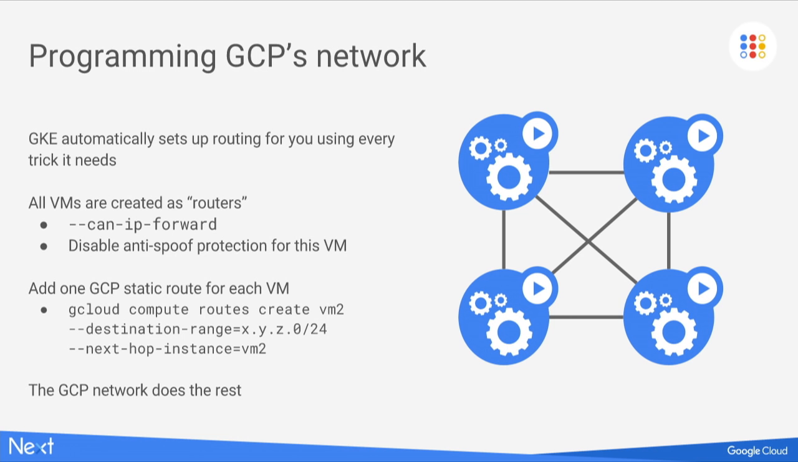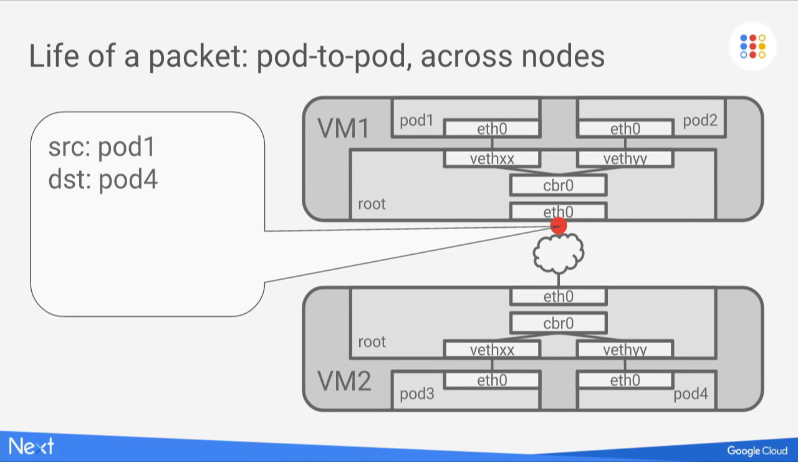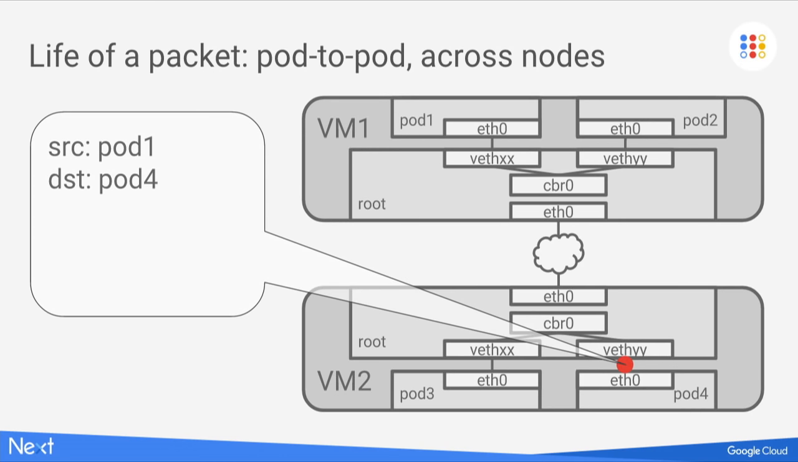Then we add a single static route per VM, which says, hey, if you see any packets bound for this IP range, send it over to this VM, and the VM will know what to do, right? The GCP network handles the rest. So let's go back here. We've got this packet. It's from pod 1. It's going to pod 4, right? This time it passes through the network successfully, and it's delivered to the second VM. And the packet flows in the exact same way that we looked at before. There's nothing special here. There's no translations required. There's no encapsulation. There's no overlays. It just flows the way a network should flow.